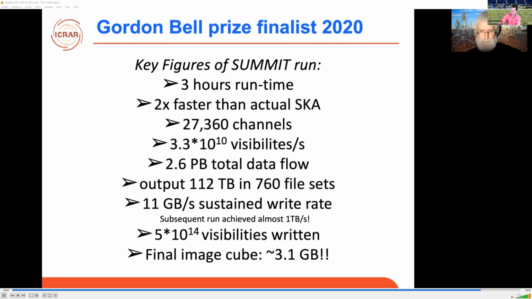Altogether, we have written about 500 trillion visibilities during the whole run. Visibilities are just complex numbers, essentially. And the final image cube after the second stage reduction is only 3.1 gigabytes. So that's an extreme reduction of the data. And that's my presentation. Thanks.